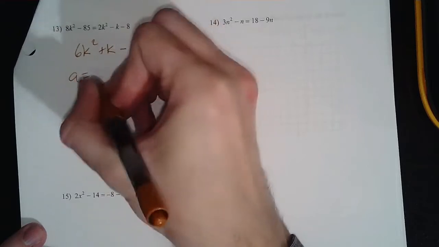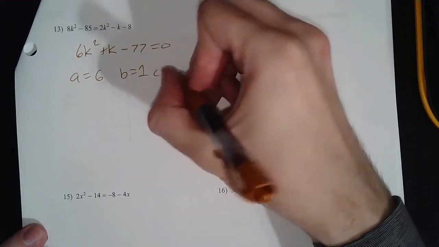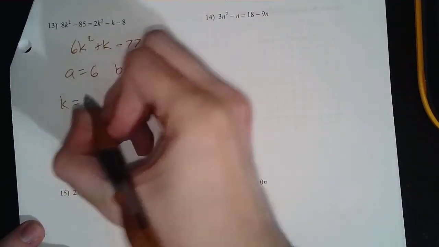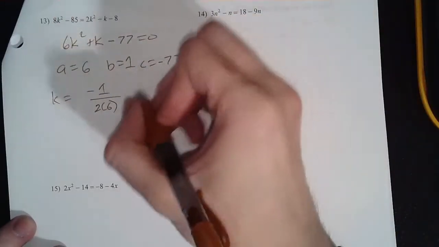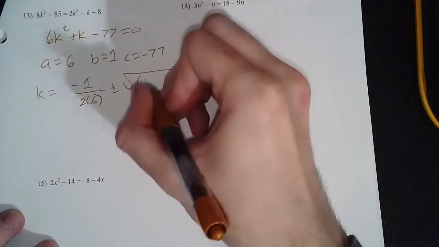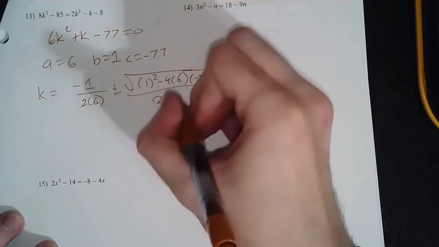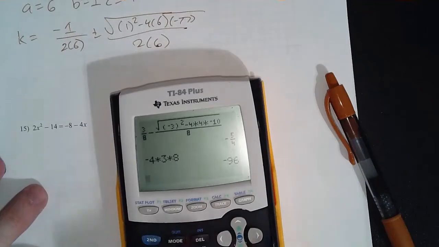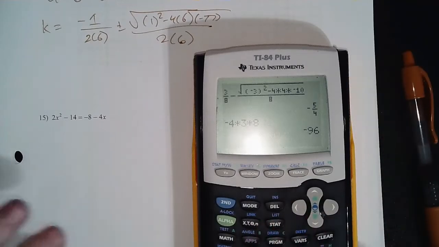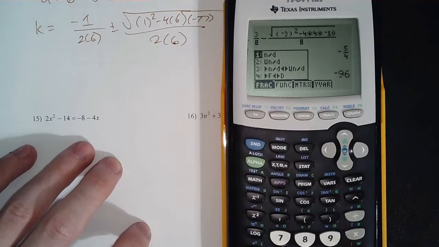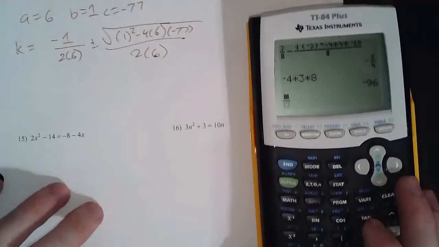So I got a equals 6, I got b equals 1, and I got c equals negative 77, and therefore k equals negative 1 over 2 times 6, which is 12, plus or minus the square root of 1 squared minus 4 times 6 times negative 77, all divided by 2 times 6. Oof. Alright, so let's use our calculator to go through this. So we want to make sure we got fractions all over the place when we need them. So we're going to go ahead and hit alpha, y equals, enter in the bottom right hand corner down here, and type it in just as it appears.